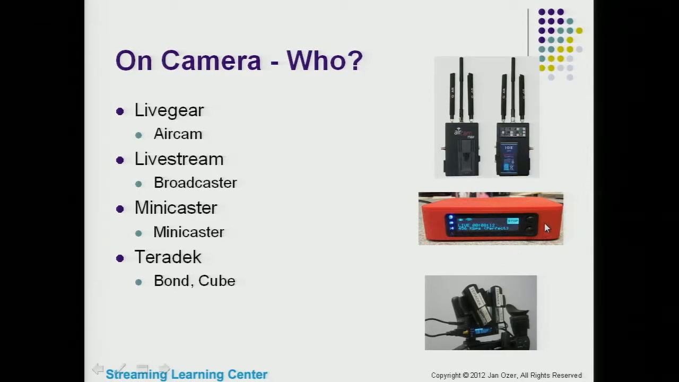That's this red demon right here. You've got Minicaster that's not shown. That's a European company. And then you've got Teradek, and we're showing the Bond and the Cube here. So this is a combination of both an encoding tool and a 4G aggregation tool, right? So you've got the encoder on the bottom. That's converting the stream from the camera into H.264.